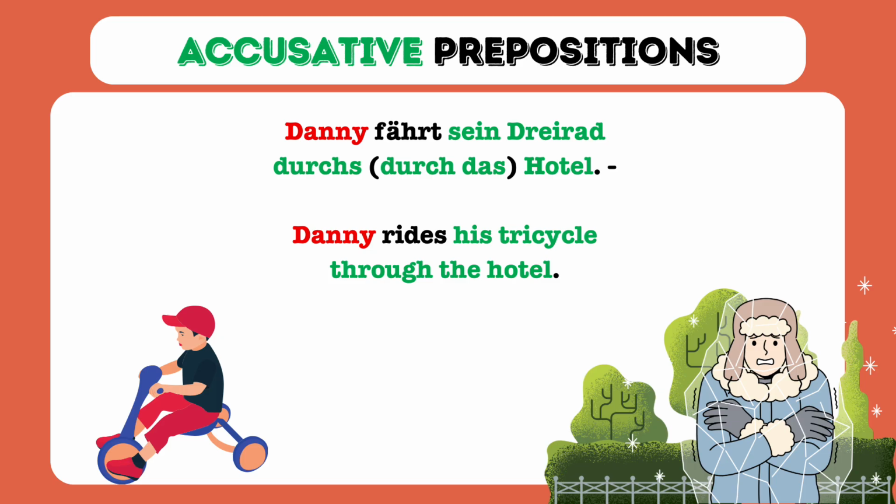Danny fährt sein Dreirad durchs Hotel. Danny rides his tricycle through the hotel. Here we have a couple of things that I want to point out. First of all, durch still means through, but when you combine it with das, you can say durch das, or you can combine them together and use the word durchs. It's a kind of contraction between durch and das. We just smush them together and end up with durchs.